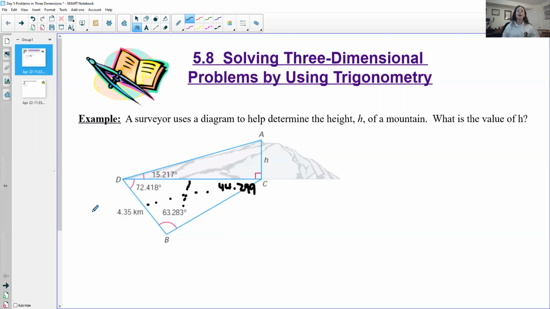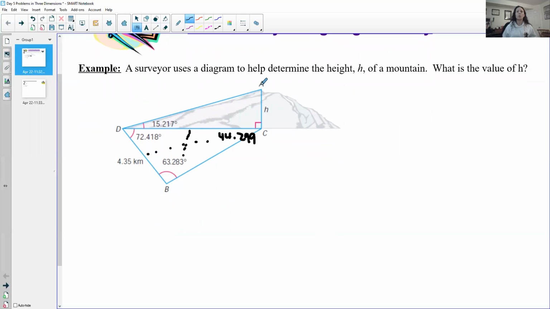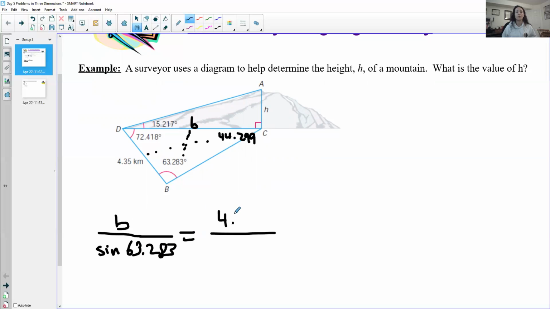Since I'm looking for, we're going to call this side B, I suppose, because it's opposite from this B. Since I'm looking for this side, I'm going to put that first. And the angle that goes with it is 63.283, so B is going to be over sine of 63.283. And that ratio is going to be equal to this set. Now, because I put a side on top, I have to put the side on top of my other fraction. So here I'm going to put the 4.35, and it's going to be over sine of 44.299.